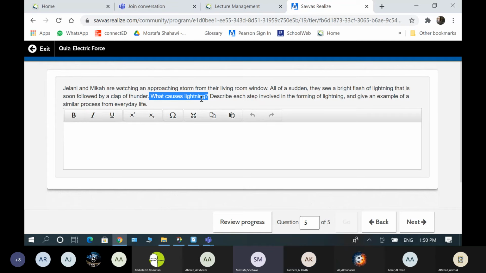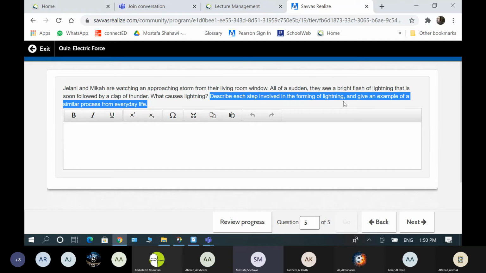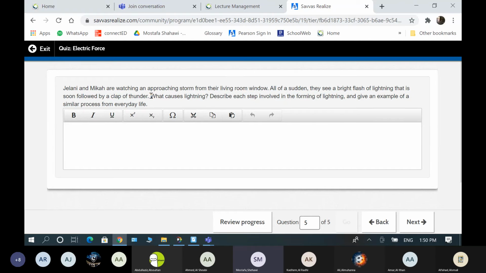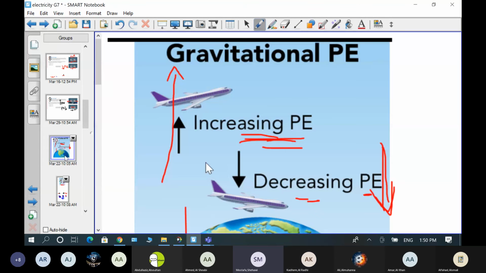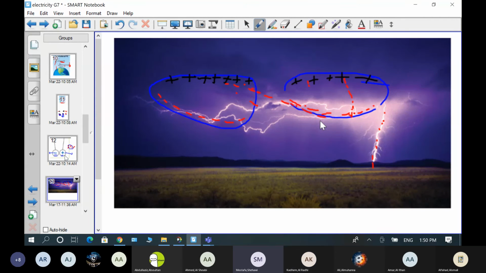What causes lightning? Can you answer this? In your answer, you have to include this description. Describe each step involved in the forming of lightning. So you have to answer this question, describing the steps of forming lightning. We took lightning before. We won't just describe what causes lightning.